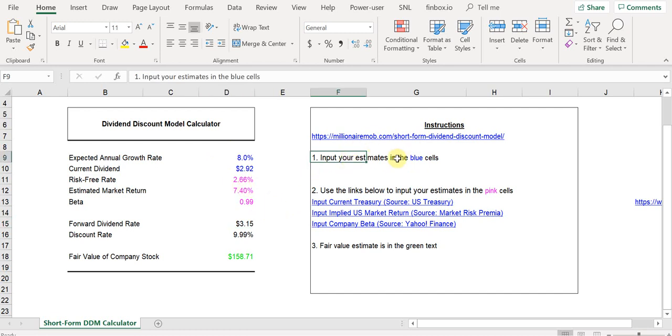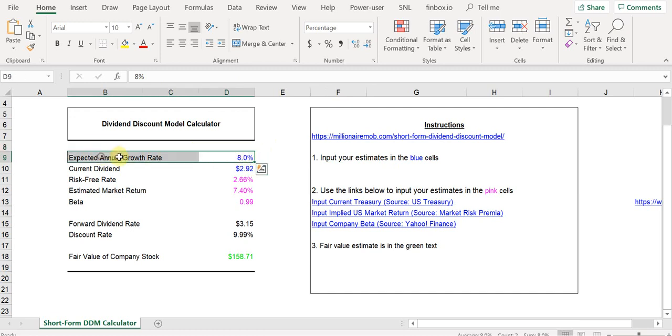So in terms of your blue cells, the biggest driver is obviously your expected annual growth rate. This is sort of a cap rate or a perpetuity growth rate for the stock. And then the current dividend is the current dividend paid per share of stock. And then everything else, let's go through.